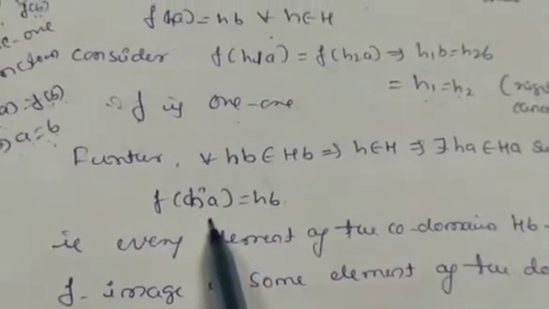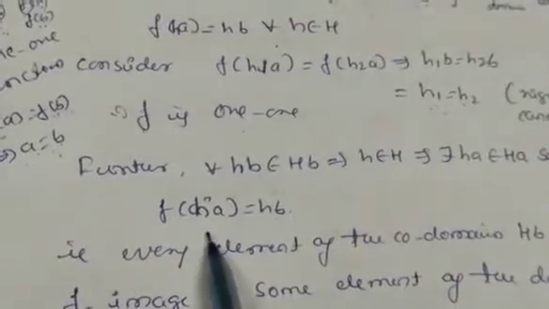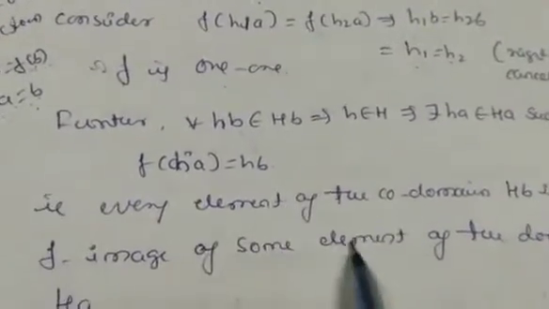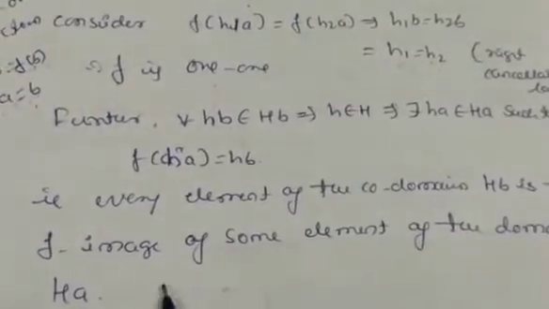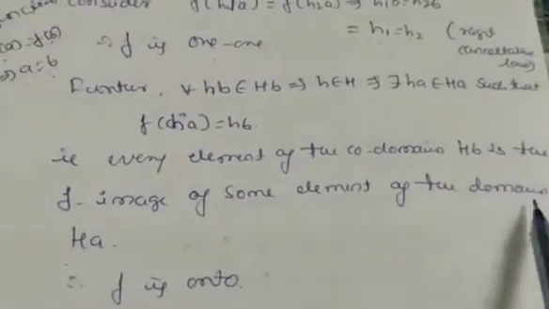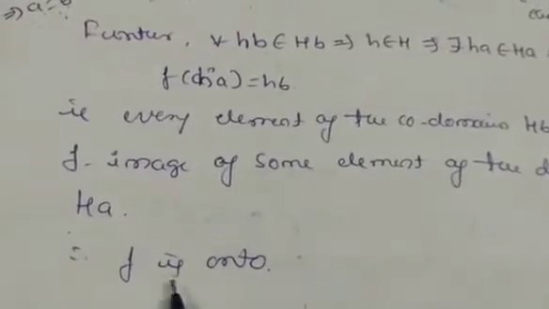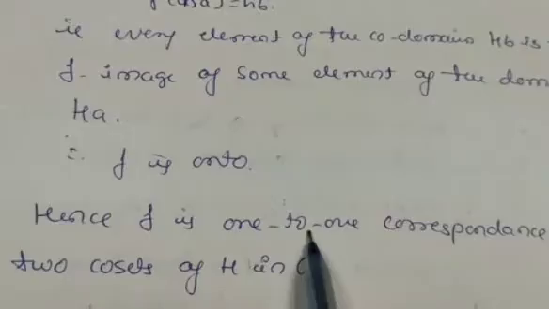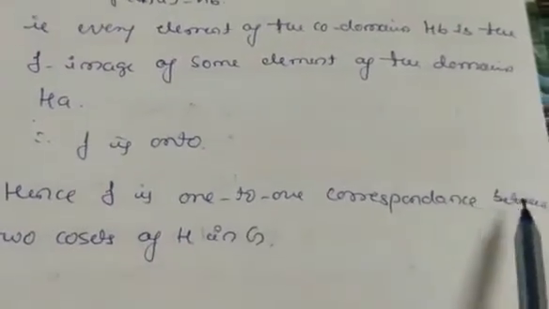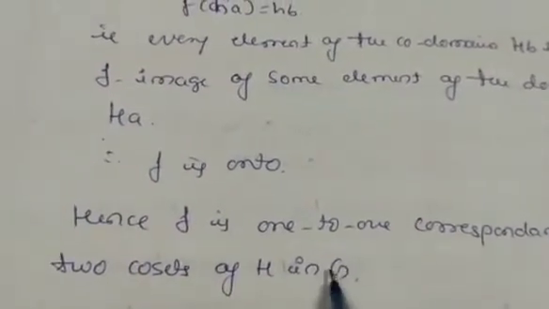I told you here f of H a means the images. Images are nothing but codomain. So every element of codomain Hb is the image of some element of the domain Ha. Therefore here f is onto. Hence f is 1-1 and onto. So we can call it a 1 to 1 correspondence between two cosets of H in G.